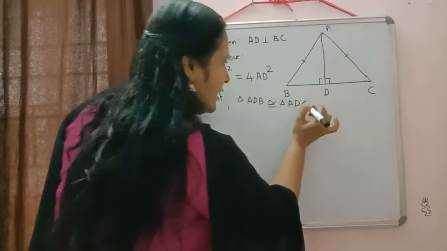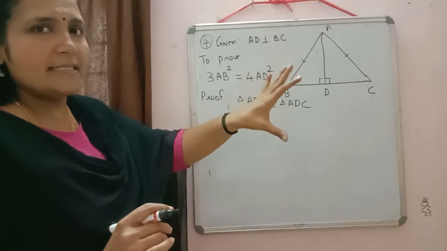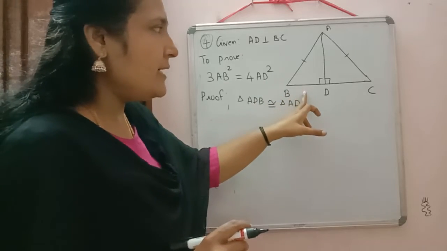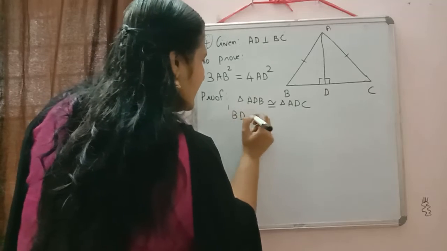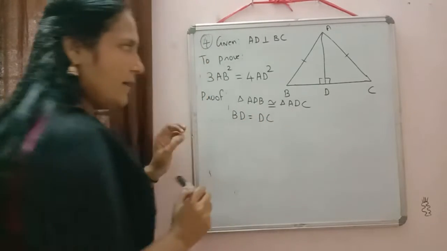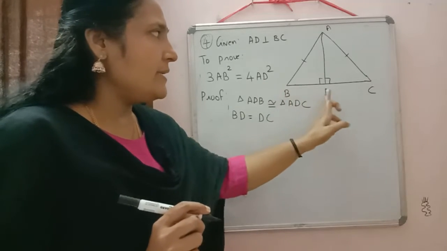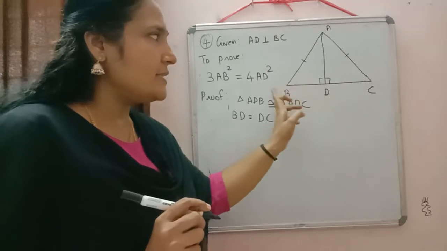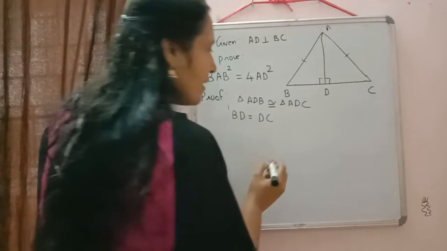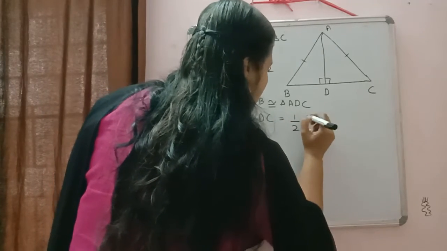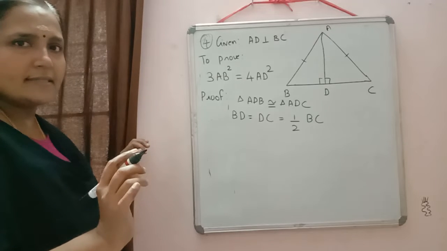Naming will come here ADC. So if these two triangles are congruent, corresponding sides will be equal. Then BD will be equal to DC. So just write down there BD is equal to DC. And what will be the relation between BD and BC? If BD and DC both are equal, it means D is the midpoint of BC. So BD will be equal to half of BC. So just write down there BD is equal to half of BC. Okay, till here it is clear?